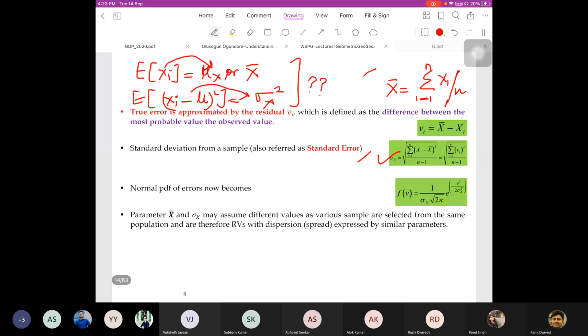Anyway, this is the right moment to pose this question because you should be aware that there is a possibility to answer it. Okay, so the normal PDF of errors we again represent by the same equation which we have discussed. The parameters x bar and sigma x may assume different values as various samples are selected from the same population, and therefore they are random variables with dispersion expressed by similar parameters.